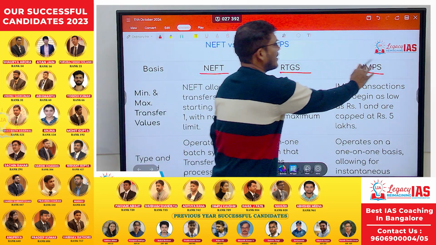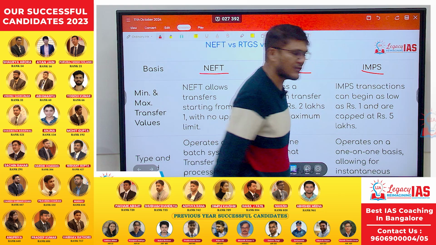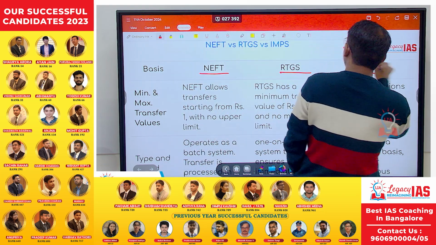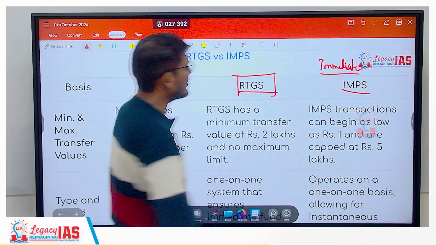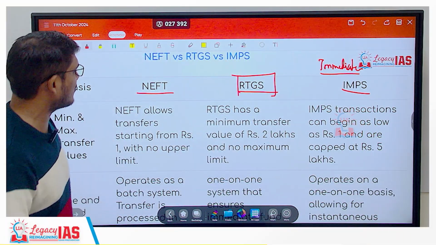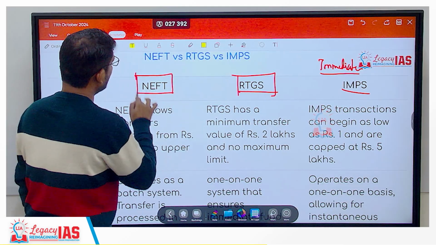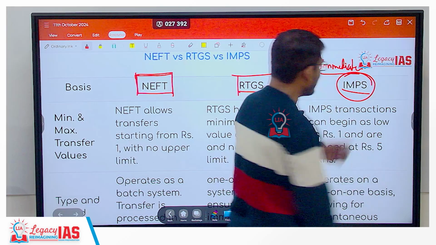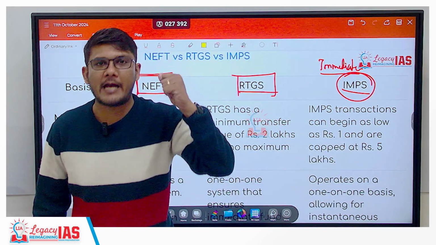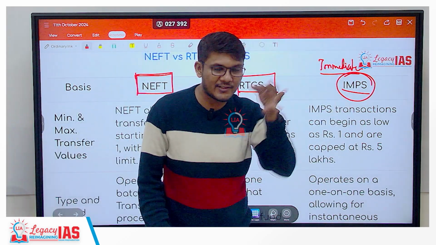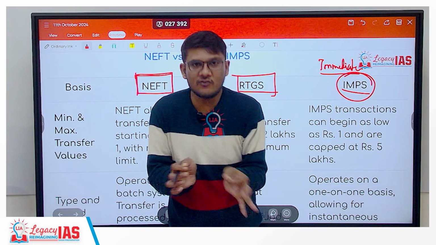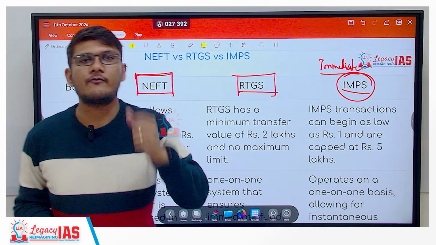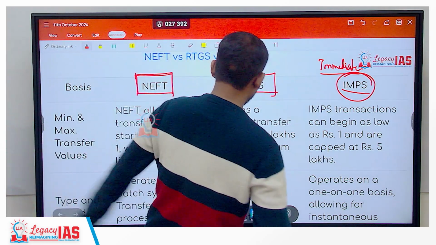IMPS is immediate payment settlement system. So this is immediate. This is real-time gross settlement system. And this is the national electronic fund transfer. Okay. This is immediate, so since this is immediate, this will happen with the blink of an eye. If you transfer through IMPS right now, click the button, it says transfer successful, the amount will reflect in the beneficiary's account immediately within a second. That is what IMPS is.